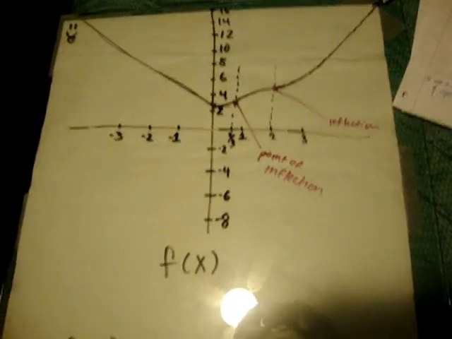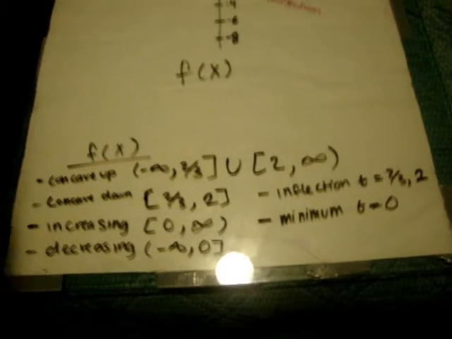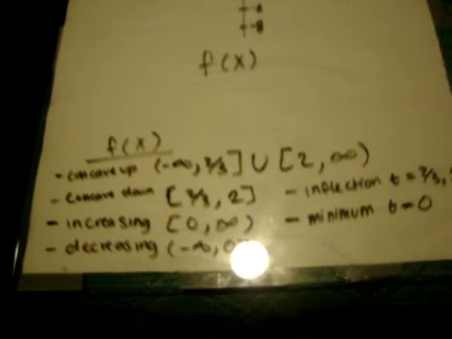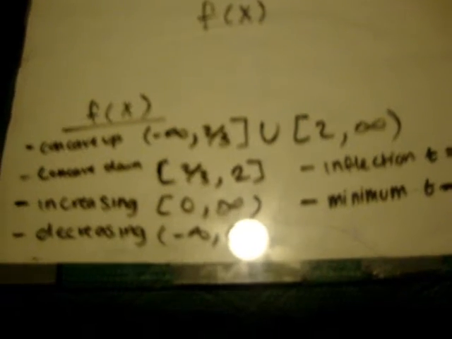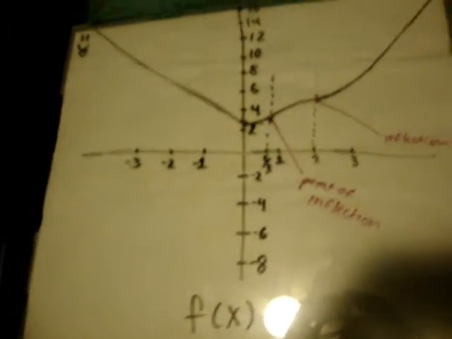Okay, so now using all of the information we gathered from the first two derivatives and the sign change chart, we have created the original function f of x.